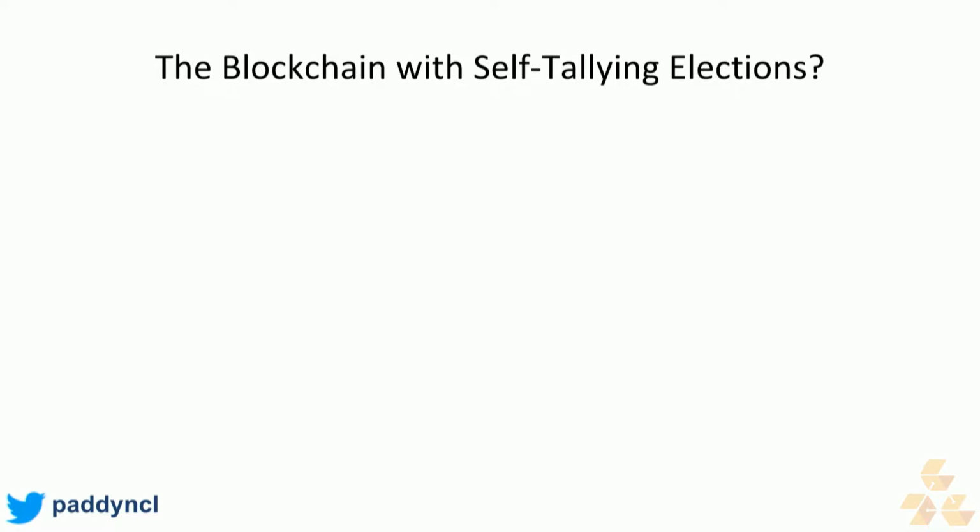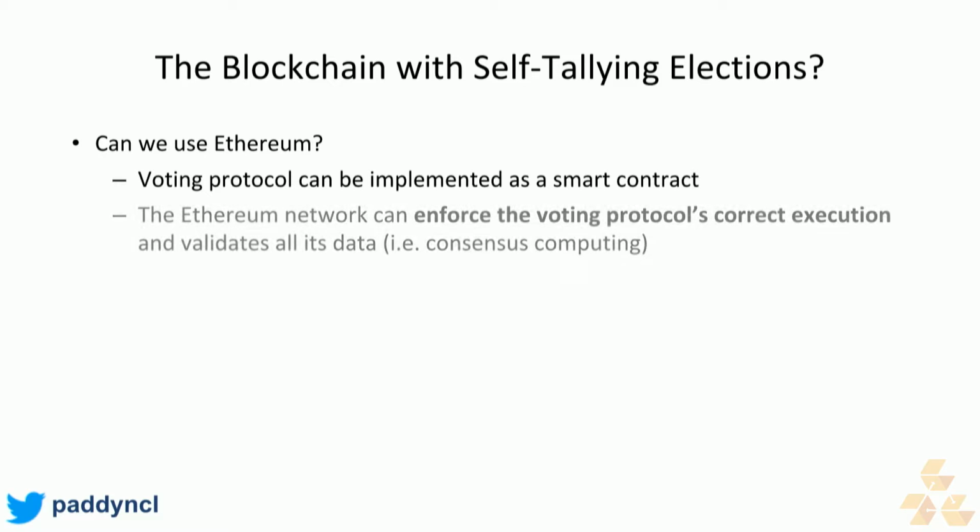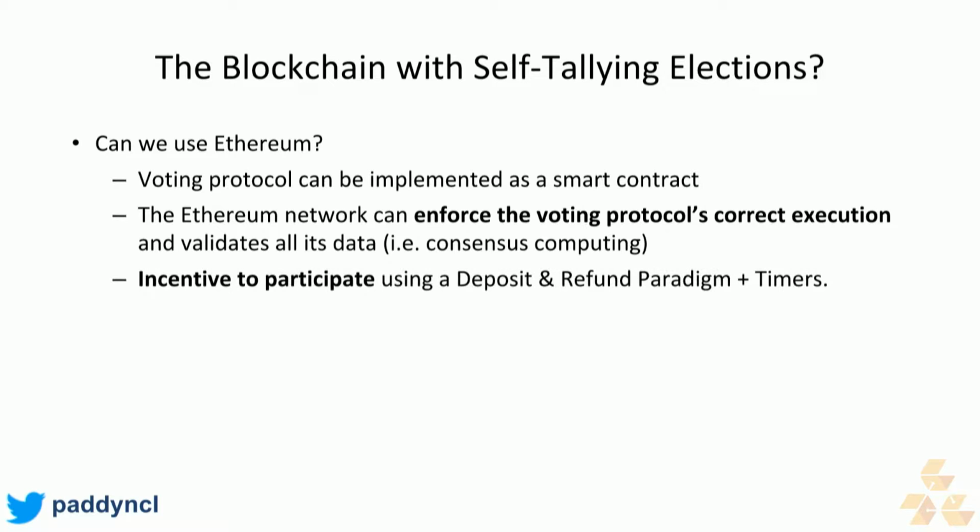And I'm going to argue that using the blockchain and combining them with self-tallying elections, we can somewhat get around some of these issues and make a self-tallying election somewhat practical. And I'm going to argue we can use Ethereum. So I built the voting protocol as a smart contract. And what's beautiful about using Ethereum is that the network itself enforces the correct execution of our voting protocol. And it also provides us an incentive for people to participate. So the idea is that when I register for an election, I have to leave a small deposit. And then once I cast my vote, I get refunded my small deposit. And setting that deposit value is actually quite difficult and will mostly depend on the application.